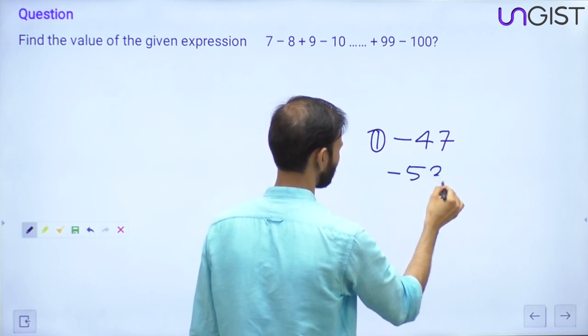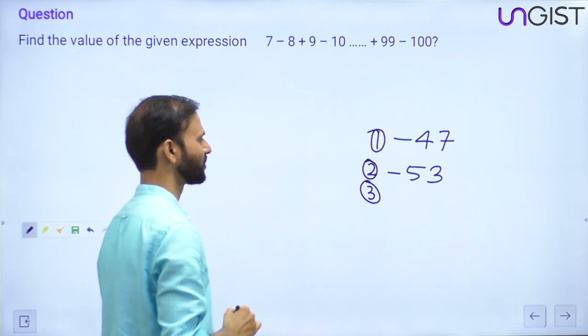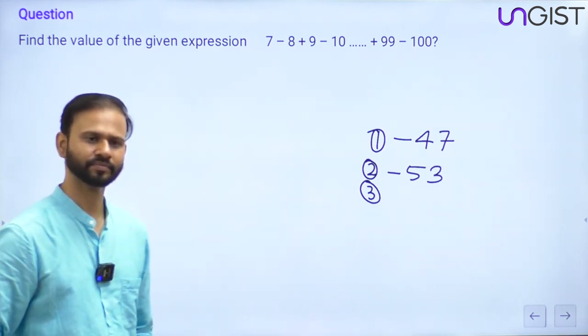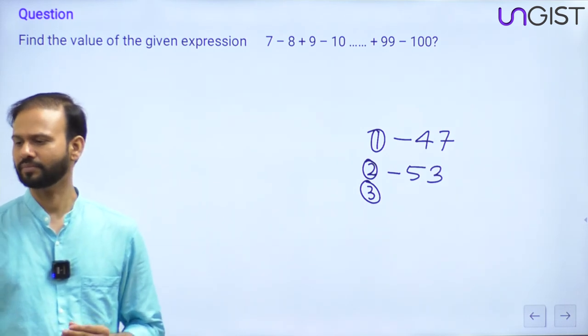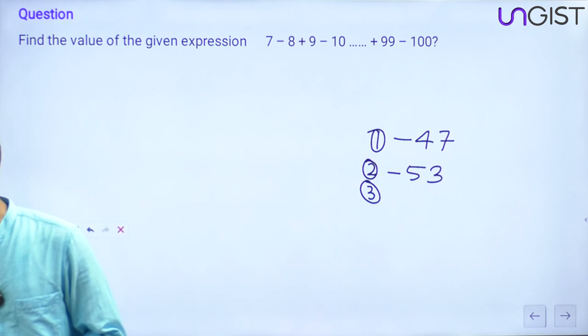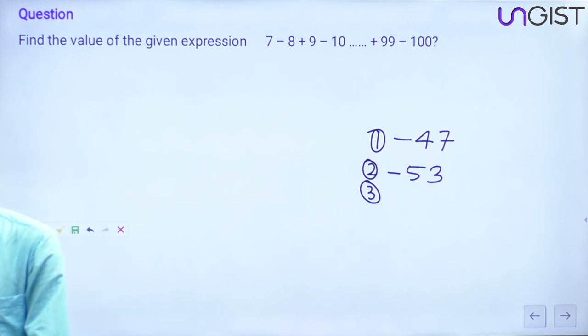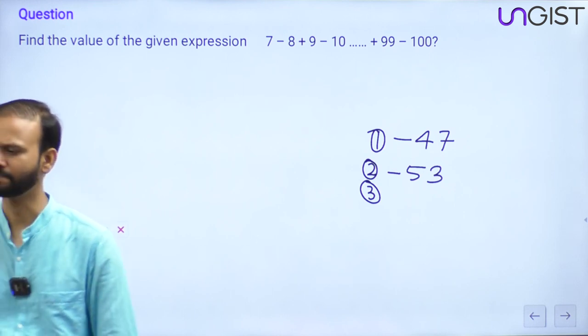All right. Amit, what's your answer? Still trying? Muskan is saying minus 49. Rukaiya is saying minus 47. Kapil is saying minus 47. Roshan is also saying minus 47. Okay. Muskan is saying minus 47. Okay, theek hai.